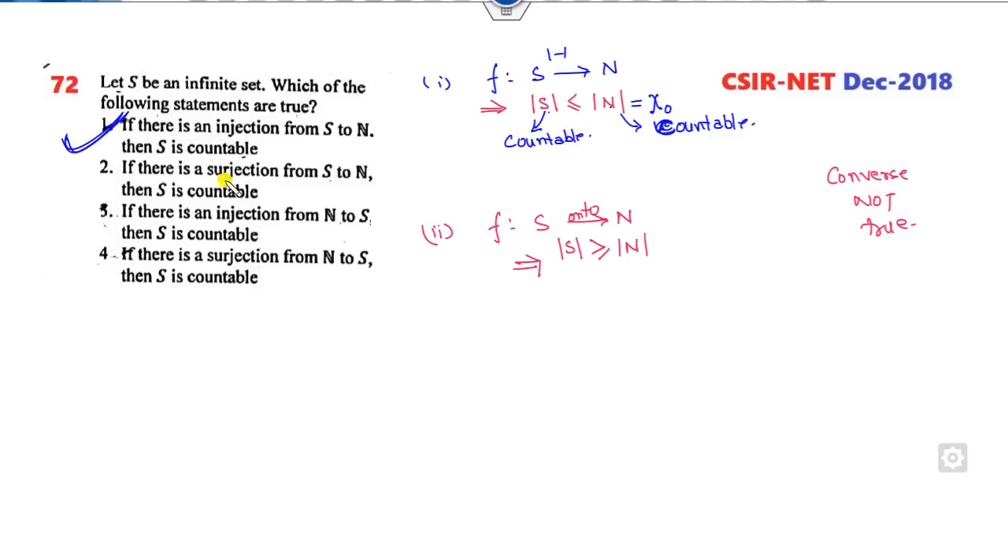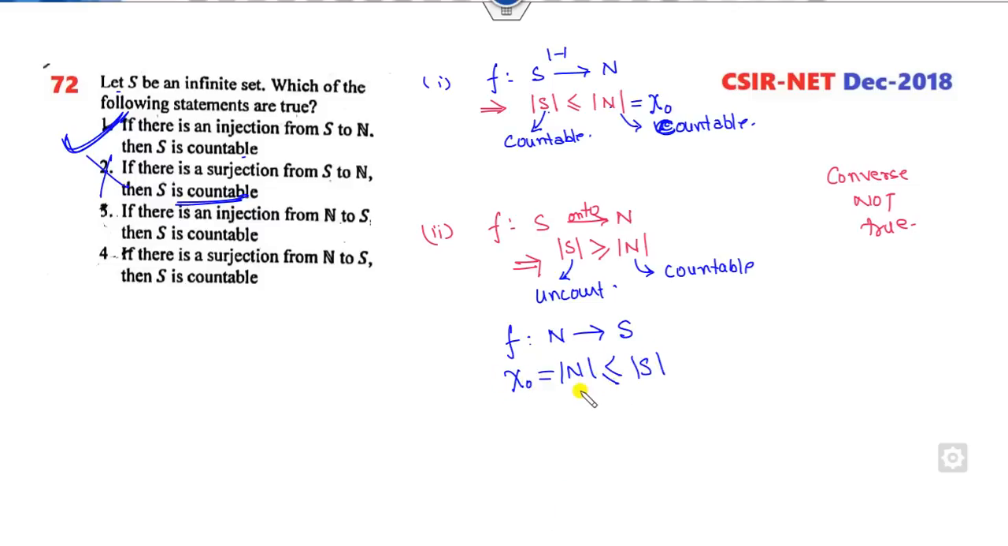Look at the second. If there is an onto mapping from S to N, then the cardinality of S is greater than or equal to countable. Since it is a greater than sign, S is countable or maybe uncountable. So saying it's countable is not always true. F is the mapping from N to S. So what is the meaning of that? Cardinality of N, which is alpha naught, is less than or equal to the cardinality of S. So if this is countable, we can't say that S is countable.